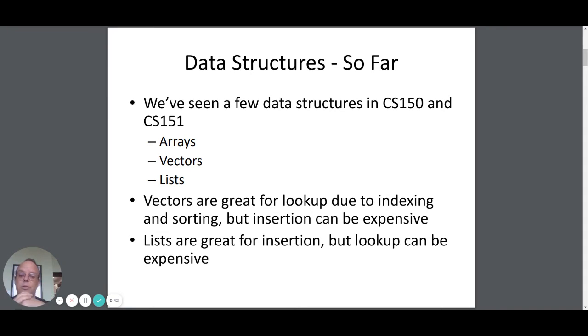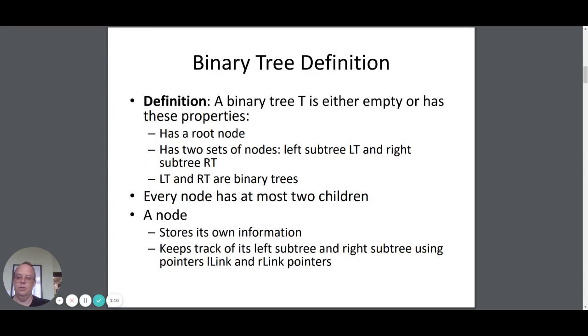Lists, on the other hand, they're great for insertion. It's very easy to put something into a linked list as long as you remember the order that you're doing those pointers in, but the lookup can be expensive. So even if you're maintaining order, you have to do the lookup. So, you can kind of see where we're going with this. We want some type of compromise where we have both great lookup, but we also want to have great insertion. And the answer to that are trees.